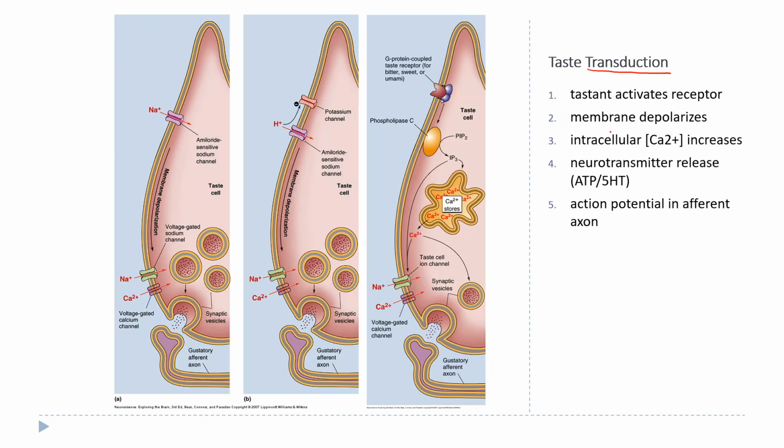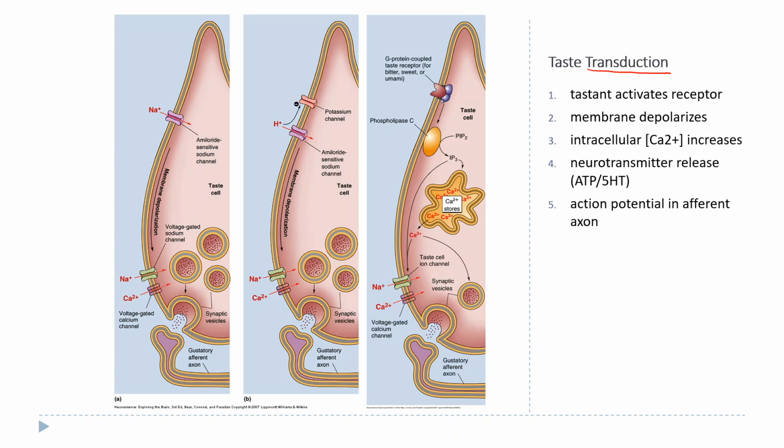So again, the tastant is the original signal. The tastant has to cause some sort of change in membrane potential. And different tastants do this in different ways, which we'll talk about in a second. But in all of these cases, changing the membrane potential, or lowering the membrane potential, triggers an increase in intracellular calcium. And that either means opening calcium channels in the membrane, so voltage-gated calcium channels, or releasing intracellular calcium stores. So that can mean calcium stores from the endoplasmic reticulum, for example.